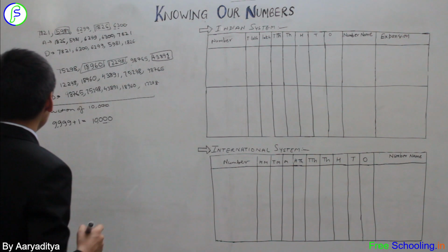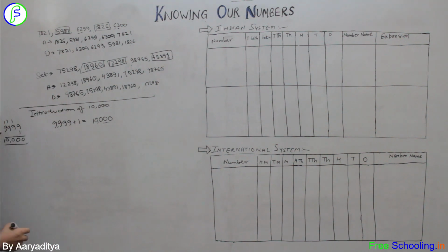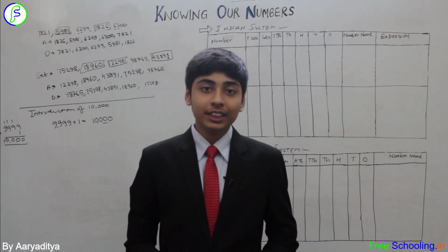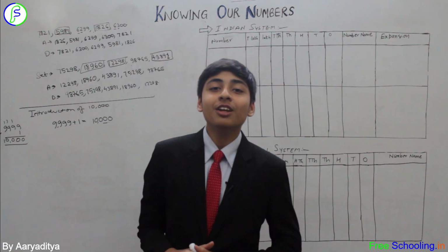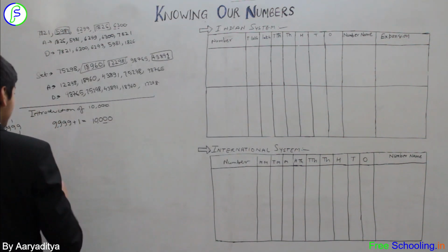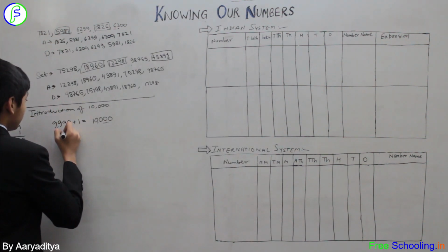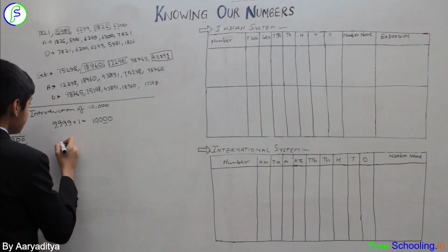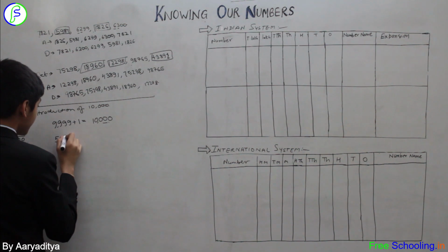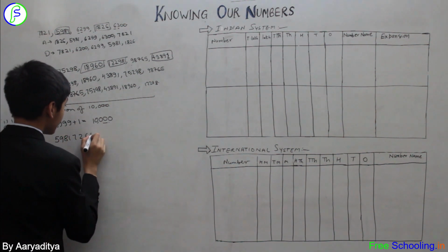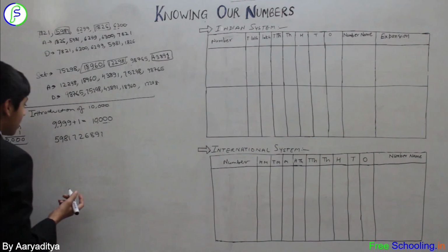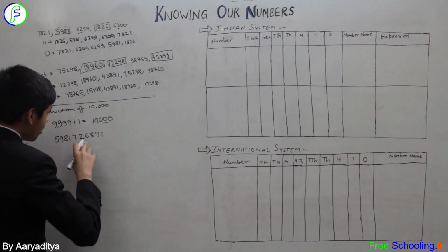Now let us get on to the place value arrangement. First, I want to tell you what is actually place value. So the positional value of a digit in a number is known as place value of a digit. So let me take an example. 5 9 8 1 7 2 6 8 9 1. You must be thinking that it's a bigger number, but don't mind it.